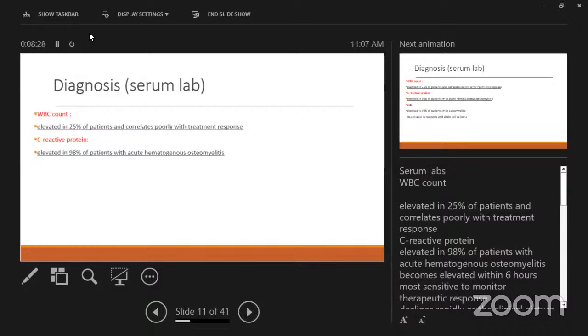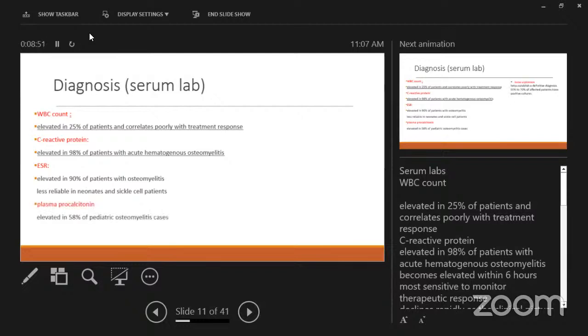Serum lab, we start with white blood cell count, elevated in just 25% of the patients. C-reactive protein has a high sensitivity, reaching about 98%, and it is a good parameter to monitor response to management. ESR is elevated in 90% of osteomyelitis, usually less reliable in neonate and sickle cell patient. Also, there is a new serum lab called plasma procalcitonin, elevated in 58% and with high sensitivity in bacterial infection.